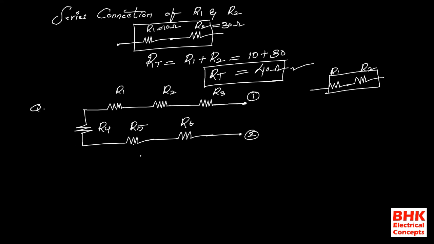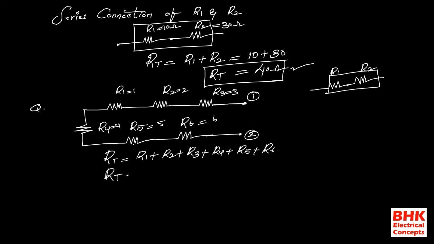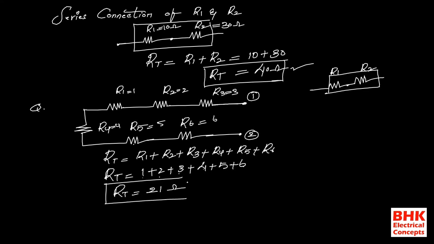Now how to find the equivalent resistance of all these series-connected resistances? We can directly add all the values. Total resistance is equal to R1 plus R2 plus R3 plus R4 plus R5 plus R6. For example, R1 is 1 ohm, R2 is 2 ohms, R3 is 3 ohms, R4 is 4 ohms, R5 is 5 ohms, R6 is 6 ohms. Substituting all the values: 1 plus 2 plus 3 plus 4 plus 5 plus 6. So 1 plus 2 is 3, 3 plus 3 is 6, 6 plus 4 is 10, 10 plus 11, so 21 ohms is the total resistance of the series connection of all these resistances. This type of connection we call a series connection.